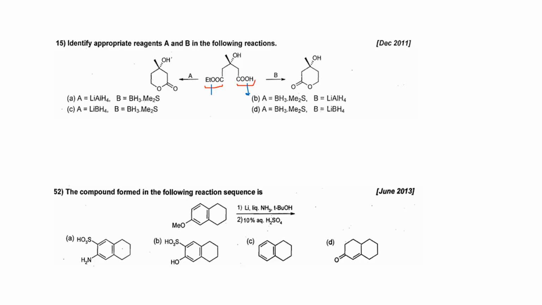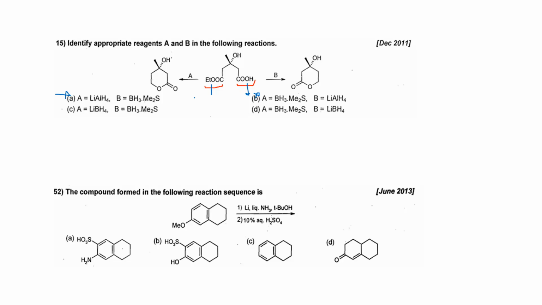So you have to choose the reagent. If you add LiAlH4, what will happen? Both of them will get reduced. So LiAlH4 is cut, because if you add LiAlH4, both of them will be reduced and give alcohol. So whichever has LiAlH4 in their option, that is cut. So this A and B is cut because LiAlH4 will reduce both of them.